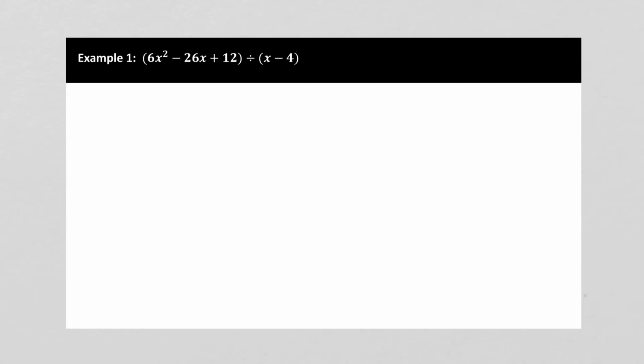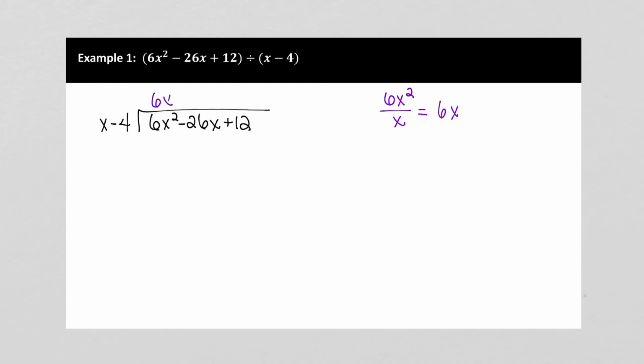Okay, so let's see. We're going to take 6x squared minus 26x plus 12 and divide it by x minus 4. So, we're taking the first term into the first term. Got it? So this is where I'm going to go out to the side, and I'm going to say 6x squared is divisible by x how many times? Okay? Well, if we reduce this, then we'll get 6x, right? So that's how I get the number that goes there.